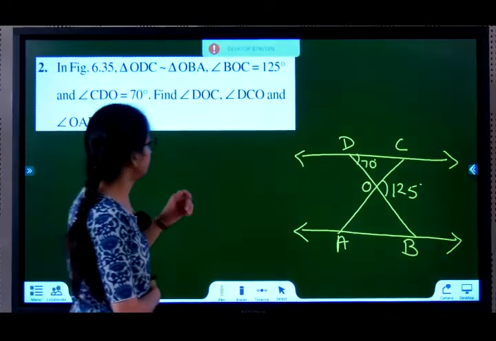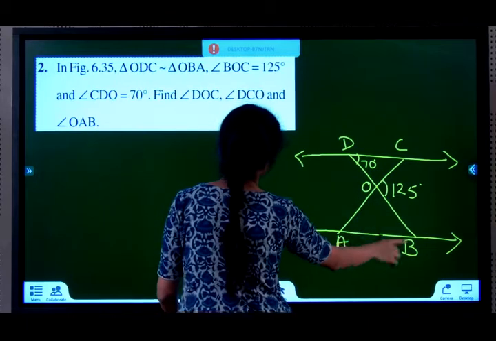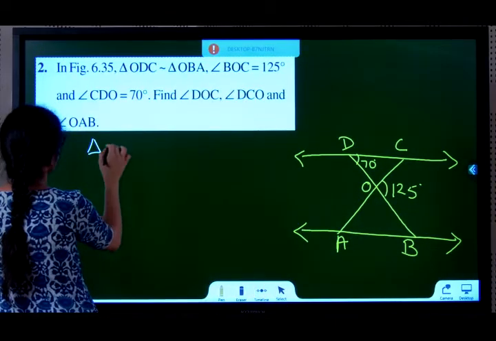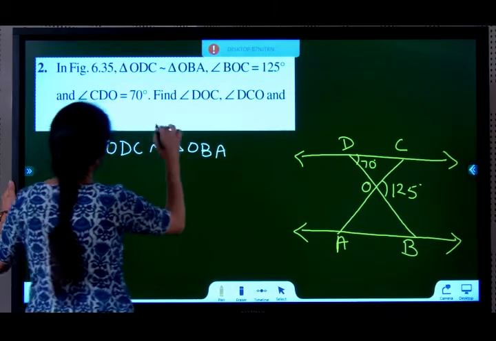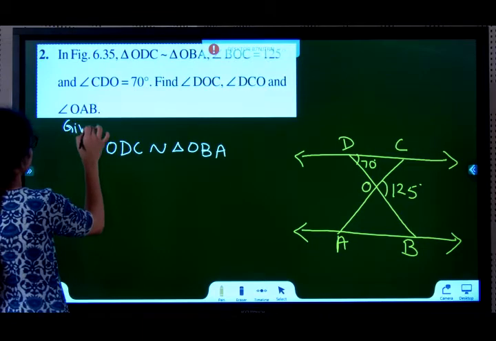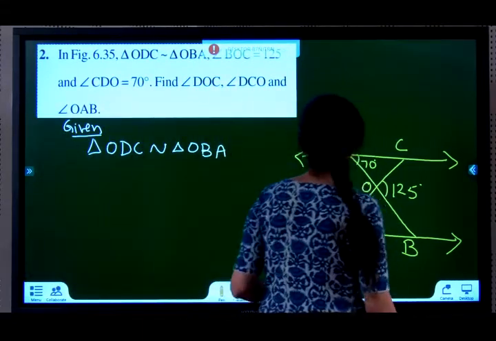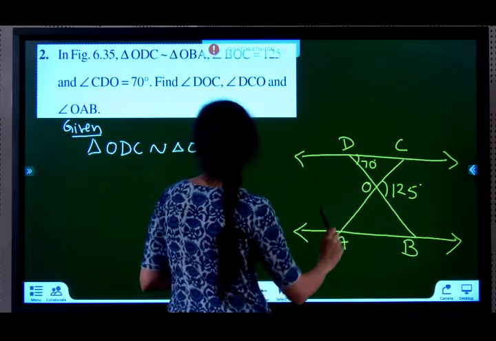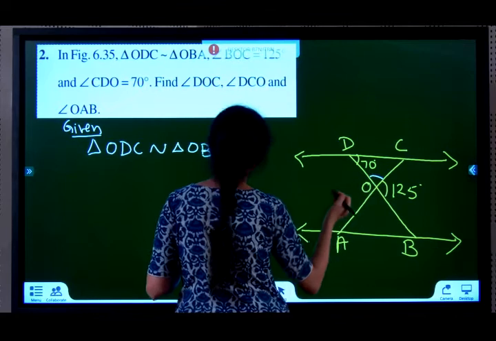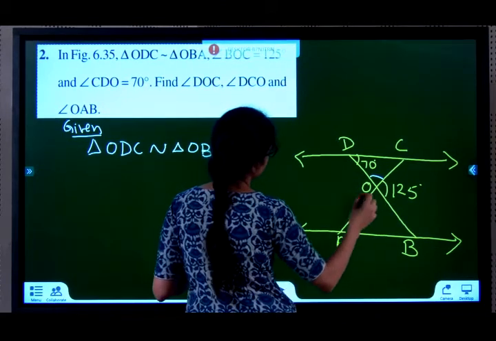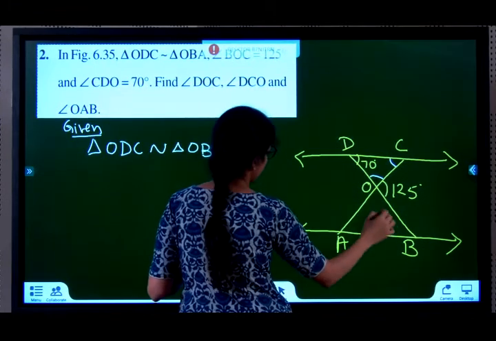In the figure, triangle ODC is similar to triangle OBA. Triangle ODC is similar to triangle OBA, it's given. So this falls under given. And they've given angle BOC is 125 degree, angle CDO is 70 degree. Find angle DOC, then find angle DCO, then find angle OAB.